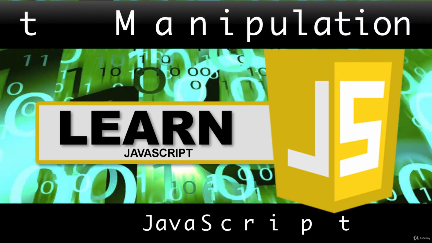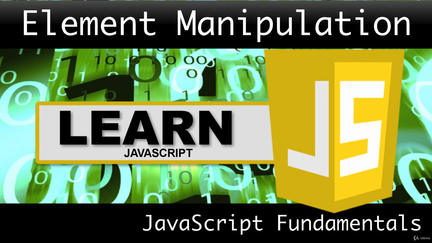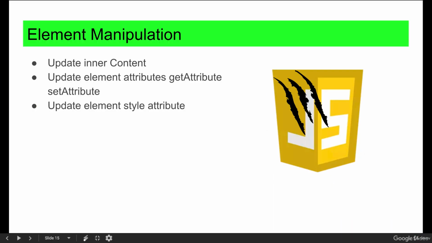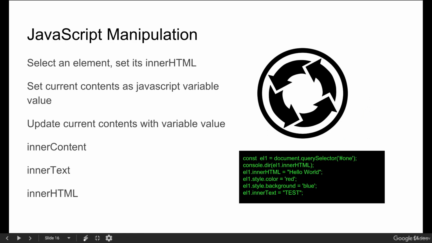This lesson is all about element manipulation. Sounds like fun. We've already had a sneak peek of this in the earlier lessons where we updated some of the content on the inside of the element. We're going to be doing more of that in this lesson, as well as updating element attributes, getting attributes, setting attributes, and we've already seen the style attribute, so there's a little bit more that we're going to cover in this lesson in regards to the style attribute.